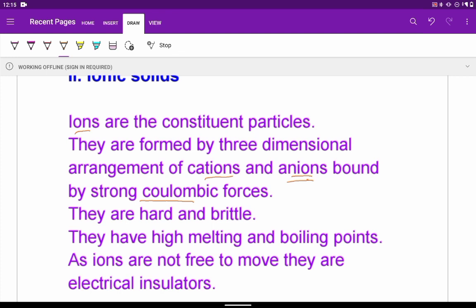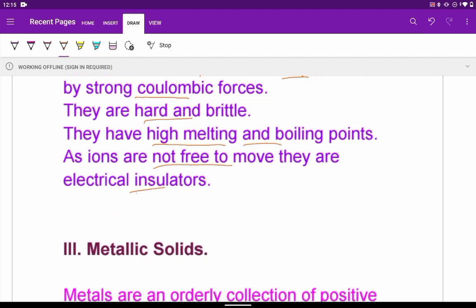They are very hard and brittle in nature. They have high melting and boiling points, and ions are not free to move. So if ions are not free to move, they are electrical insulators. But in the molten state, or if they are dissolved in water, these ions become free. So now they can move and they can conduct electricity, either in the molten state or when dissolved in water.